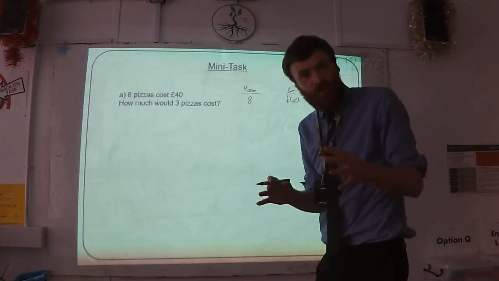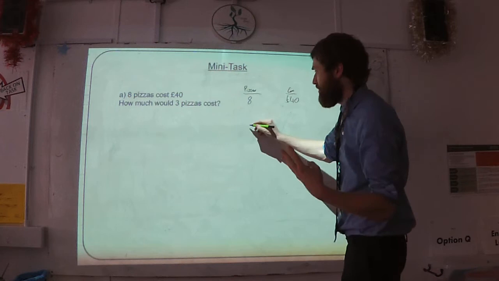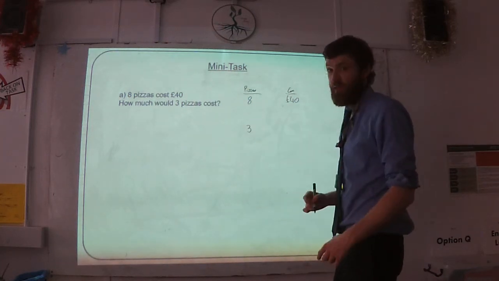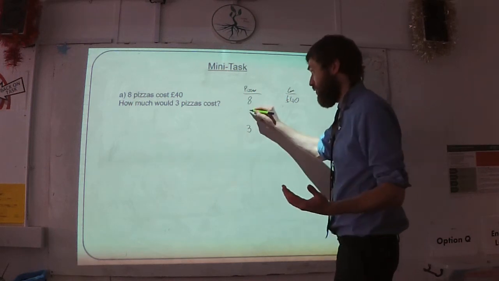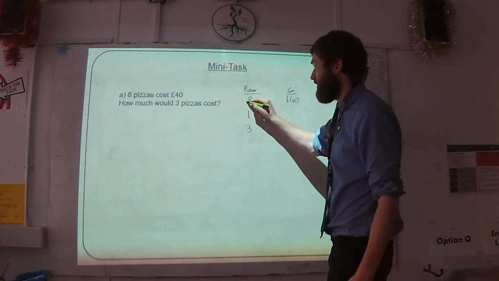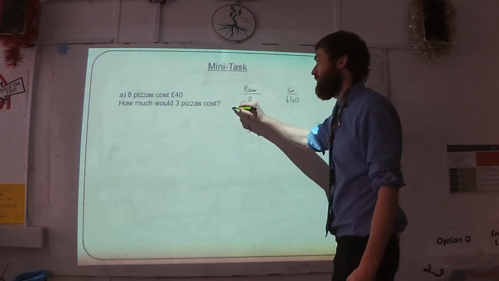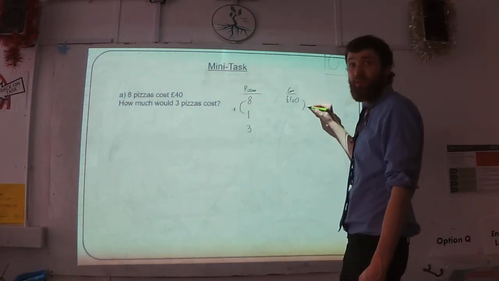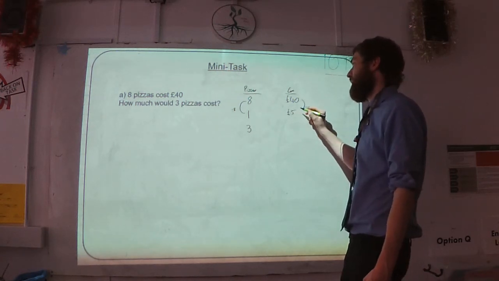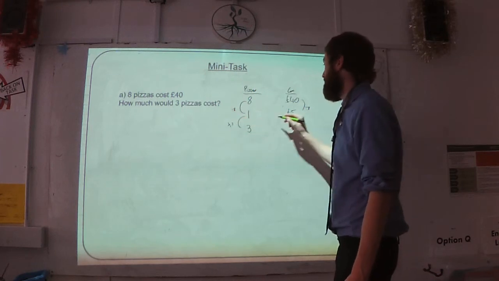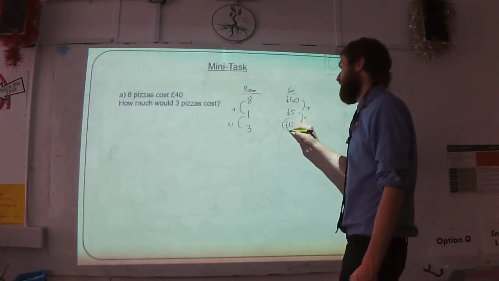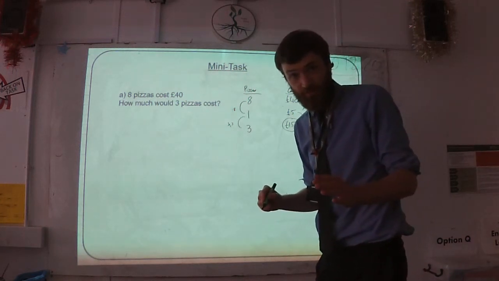Some of you just like -5, you can't do anything like that. How much would 3 cost? You put 3 here, and you say, how do I get from 8 to 3? I can't get there in one step. So it's always helpful to find out what 1 costs, what 1 pizza costs. So to get from 8 to 1 pizza, I would divide by 8. So I do the exact same thing on this side, divide by 8. So 1 pizza costs £5. So I times by 3, times by 3. So 3 pizzas cost £15, and therefore that will be the final answer.